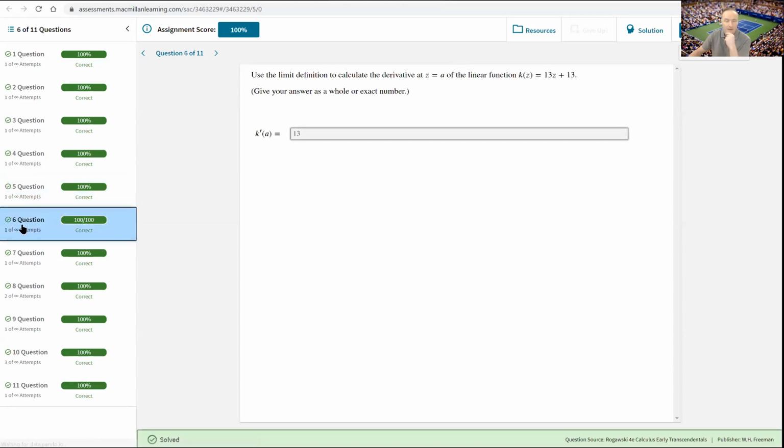Too easy. Up next, it's asking us to evaluate the derivative. I don't like this problem. You're like, geez, John, why? Well, the reason why is because you already know the answer before you work it. It's a linear function. The instantaneous rate of change, or the slope of any linear function, is always its constant slope. Linear functions are the only functions that have a constant slope. This function has a constant slope of 13 no matter what value the z would be in this case.